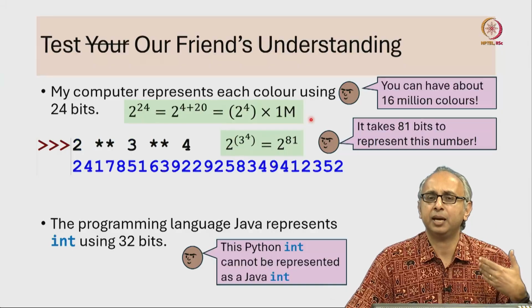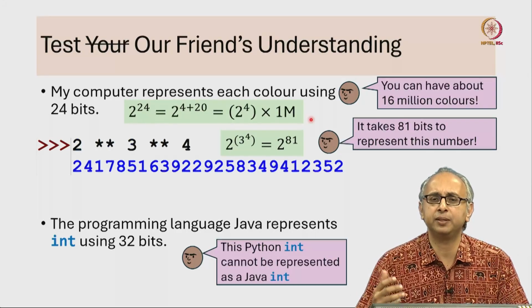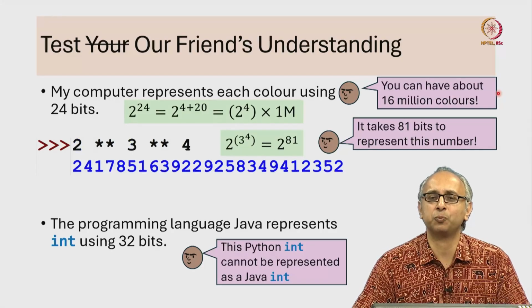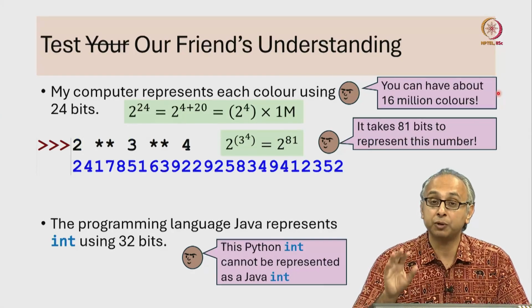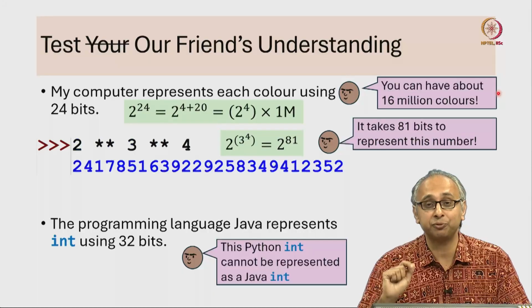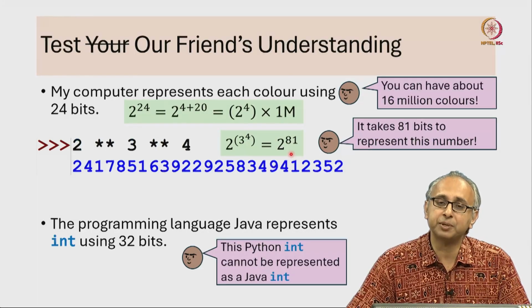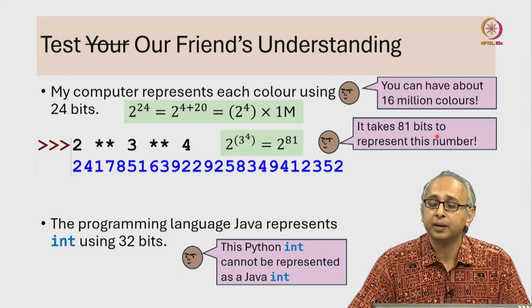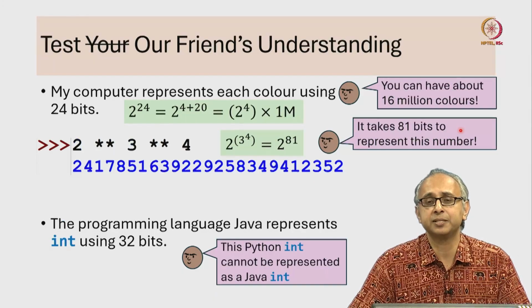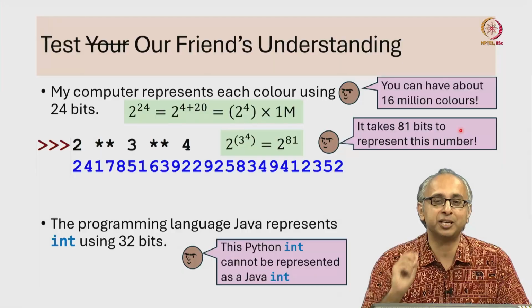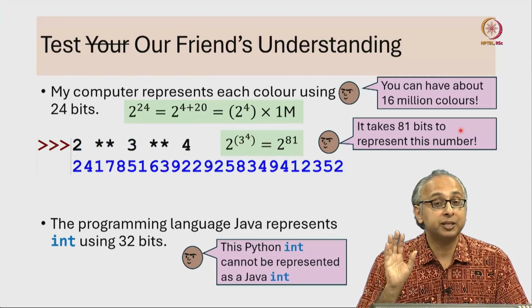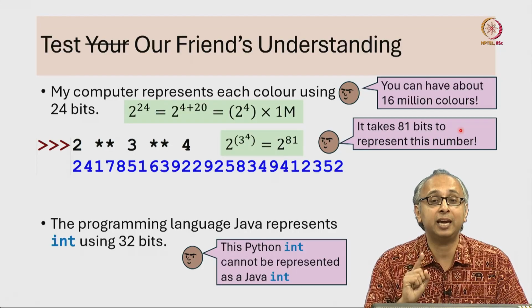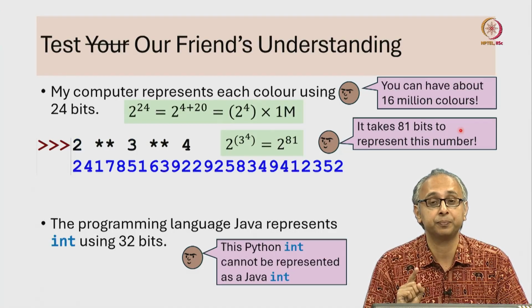So you can see it can be helpful to get a quick sense of how big these numbers are. And our friend has demonstrated they have understood this concept well, that with 24 bits, you can represent about 16 million different colors. Now for the second statement, our friend says that this number, 2 to the power 81, this large number, is represented using 81 bits. Our friend is remembering something we said on the previous slide, that with k bits, you can name 2 to the power k different things.